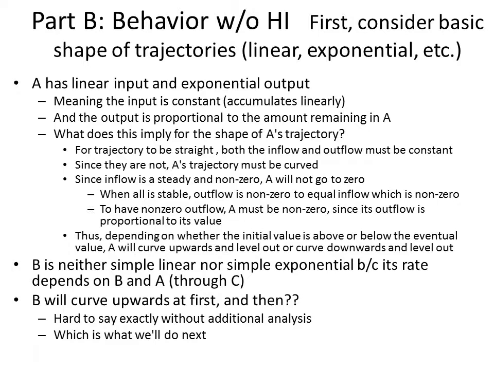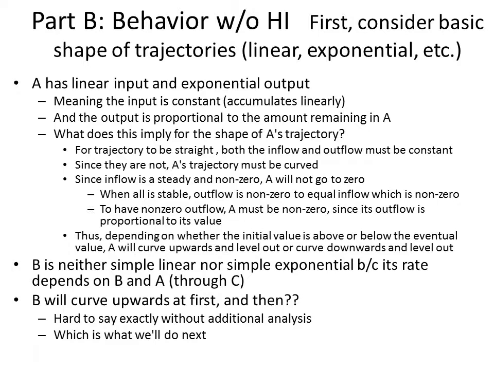So looking at the model again, are we thinking that we're going to see linear type behaviors, exponential behaviors, or what? So A has a linear input and an exponential output, meaning that the input is constant. It accumulates linearly. That's the meaning of linear input. And the output is proportional to the amount remaining. What does this imply? In order for the trajectory to be straight, I'm just reading here, but I'm not sure if I'll introduce some nuances as I do that.